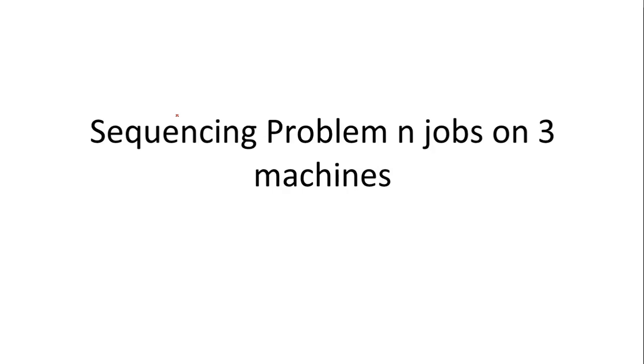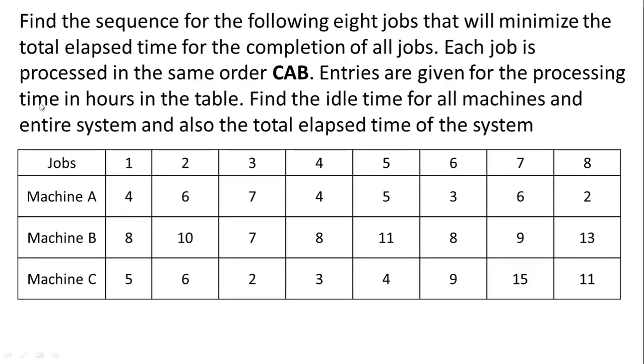So with no further delay, we'll look into the problem. This is just one example that we can look into. Here we are asked to find the sequence for the 8 jobs. We have to find the total elapsed time as a whole, and that should be kept at the minimal value. Apart from that, we will also find the idle time for all 3 missions, mission A, B and C.